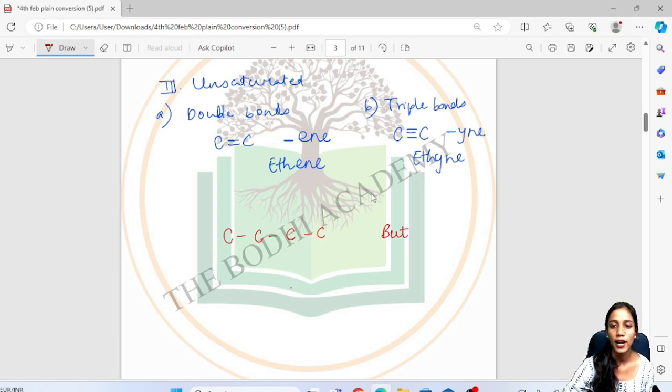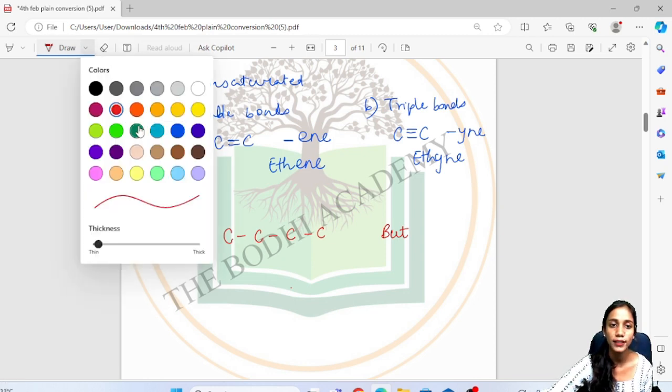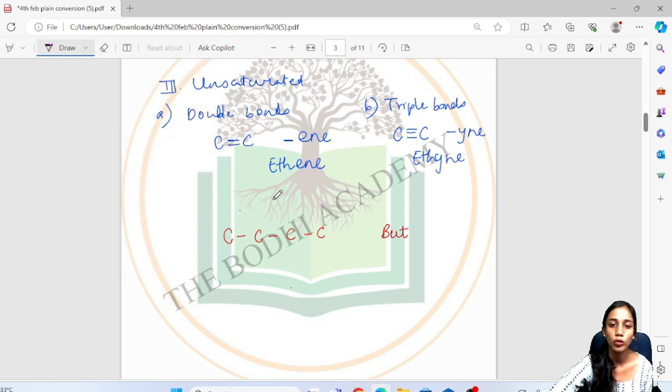First we need to write the full structure. We need to satisfy the valency here. We know that carbon can bond with four other monovalent atoms, and the monovalent atom over here is hydrogen. So carbon can bond with four hydrogens. It is already bonded over here, so we have three vacant places, three more valencies to be added. So we add one hydrogen, then the next hydrogen, and a third hydrogen, and this carbon is satisfied.